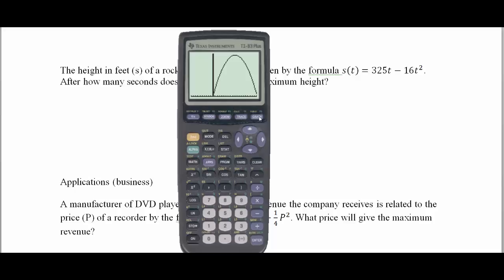And then we would have our object hit the ground right around 20. We can use the maximum command here, option number 4. Here's my left bound, nicely on the left side of that parabola. Now all I have to do is get a little bit on the right hand side, hit enter again for guess, and you'll see that I get that answer just like I did when I used negative b over 2a: 10.16 seconds. That's when it reaches its maximum height. And there's the actual height of it right there.